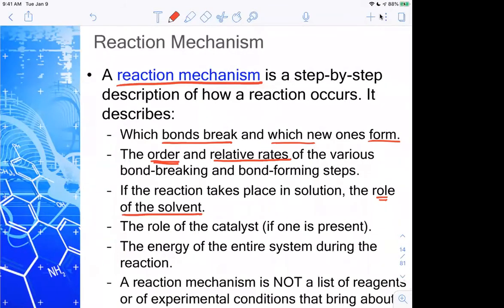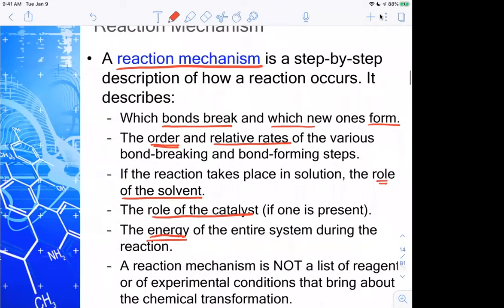What does the solvent actually do? Does it help stabilize something? Is it facilitating the reaction in some way? If I have a catalyst, what is the role of the catalyst? And I'm looking at the energy of the entire system throughout the reaction, looking at those reaction energy diagrams.